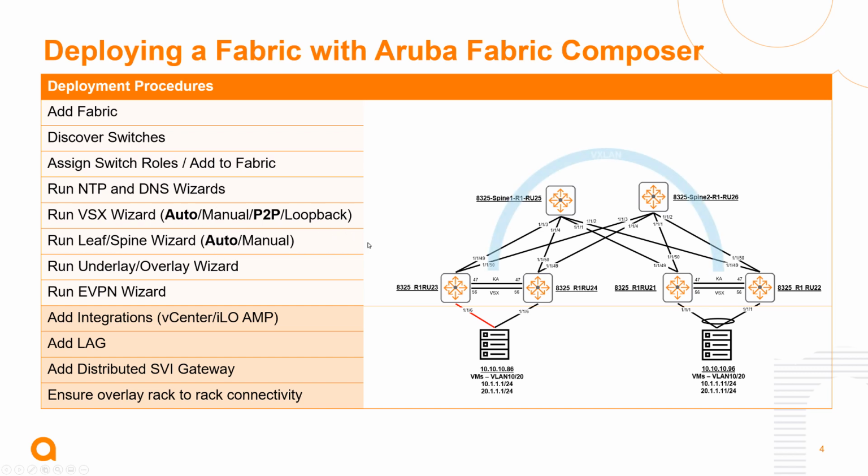At this point, we will, of course, ensure that BGP on the underlay and the overlay is configured, that the VXLAN interfaces are up between the two VTEPs. And then we'll move on to the server-facing configuration in the next video, in which I'll start by adding integrations into iLO AMP and vCenter environments. Let's go ahead and jump into the environment.